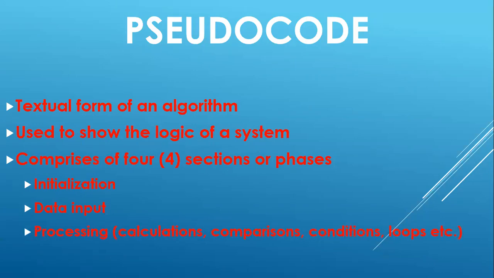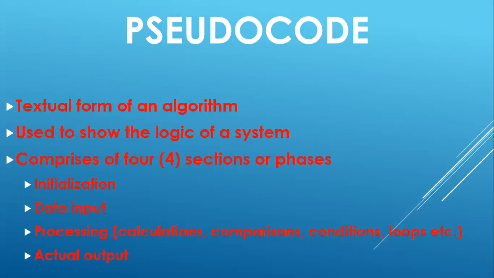Now the third step is processing, in which calculations are included, comparisons of 2 or more variables, conditions, and loops. Every type of processing will be done in the third section or third phase of pseudocode. And the fourth one is actual output, meaning the actual requirement of the system, the actual or original outcome of the program or the system, which is decided at the end of the pseudocode.